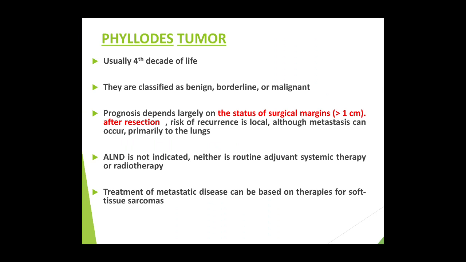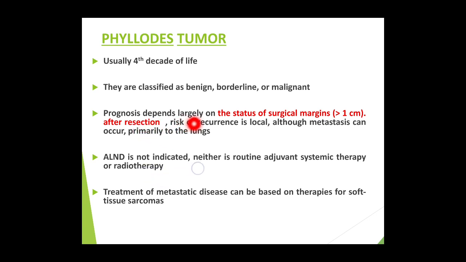Phyllodes tumor. The term phyllodes tumor includes a group of lesions of varying malignant potential, ranging from completely benign tumor to borderline tumors and into the malignant type of phyllodes tumor. It can affect any age group, but usually in the fourth decade of life. And the percentage of phyllodes tumors classified as malignant ranges from 20 to 50%.